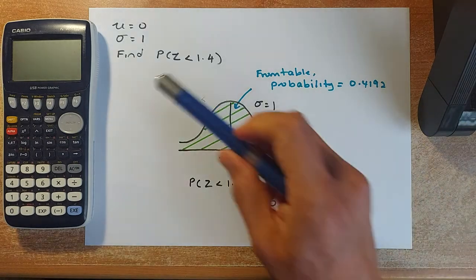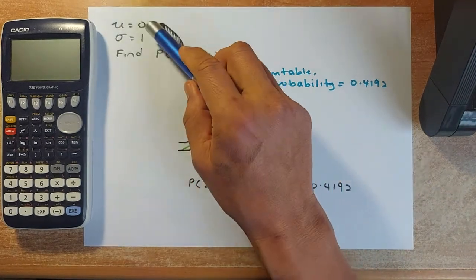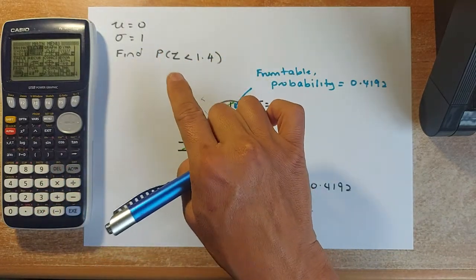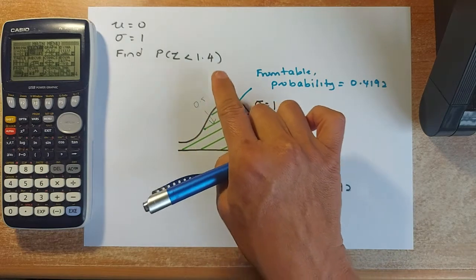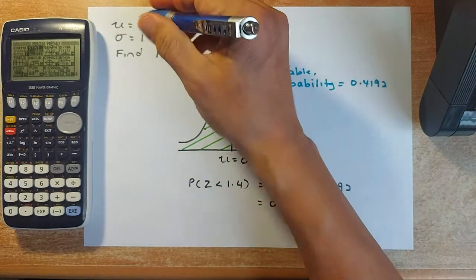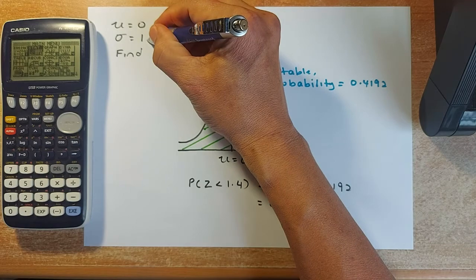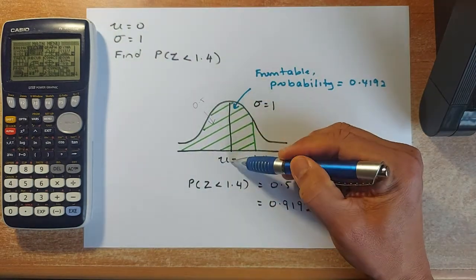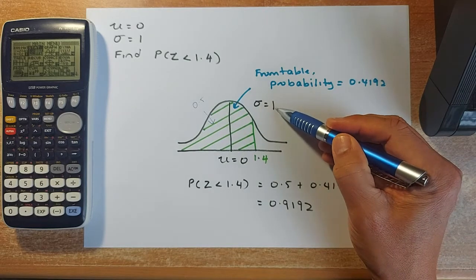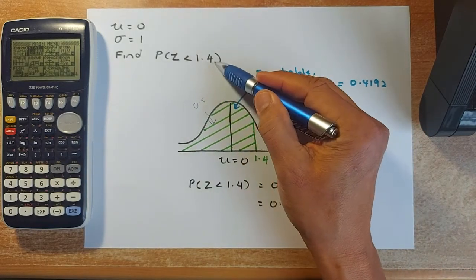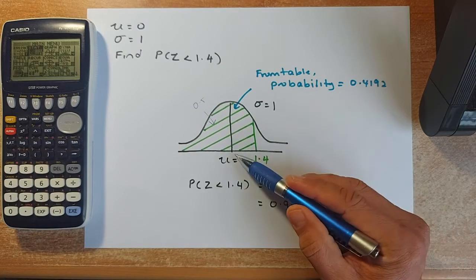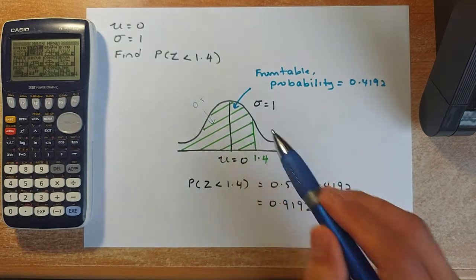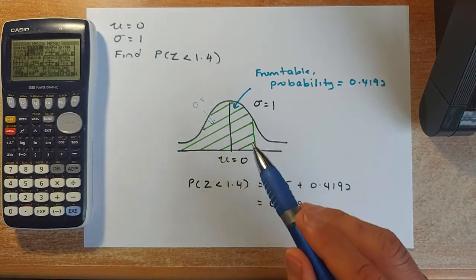For example, if the mean is 0, standard deviation is 1, find the value of Z less than 1.4. The first thing, mean is 0, standard deviation is 1, and Z, so you know this is standardized. So the mean in the middle here is 0, standard deviation is 1, and you want to find the value of Z less than 1.4. So 1.4 is to the right of 0, so you are looking for the area in the green area. The probability represents the area under the curve.